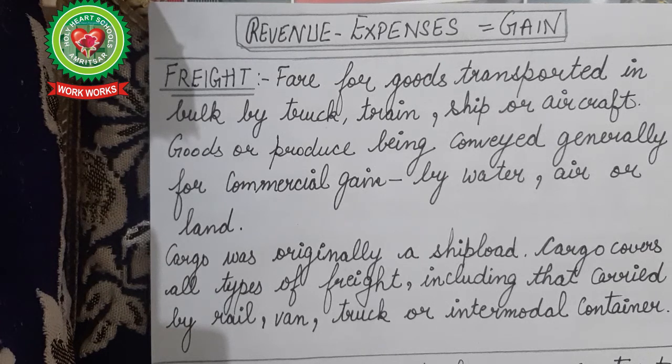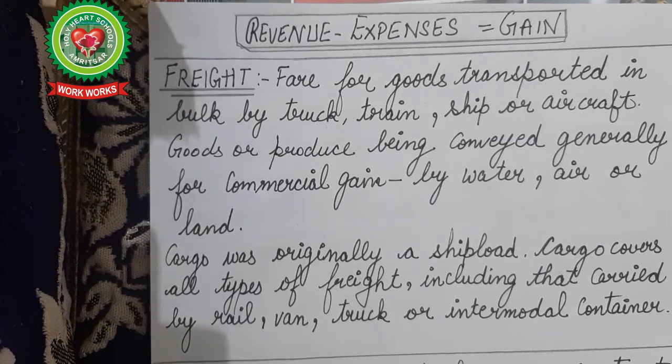Fare for goods transport. Now we can trade anywhere. Global trade is there. So for that global trade, transportation plays an important role. We transport goods from one place to another, and it is transported in bulk. So we can transport it by roadways, railways, airways, that is using truck, train, ship, aircrafts. So goods are produced and they are conveyed for the consumers to have commercial gain by using water, air or land. So whatever we pay for the transportation as a charge is called freight.